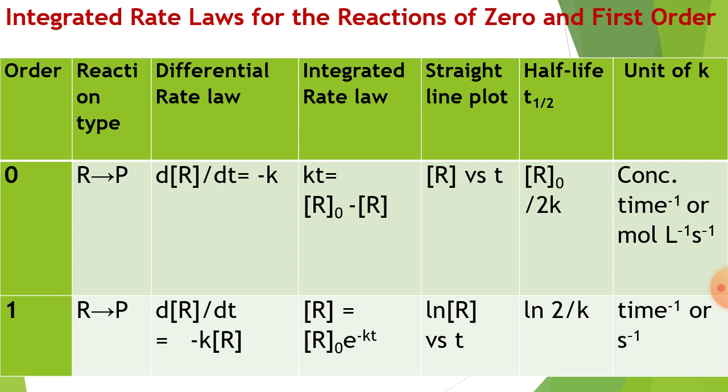In the half-life, ln 2 divided by K, ln x is basically equal to 2.303 log x. So here we can also write ln 2 by K equals 2.303 log 2 by K. So this is the summary of the integrated rate law for zero order and first order, and also here we summarize the half-life and unit of K.